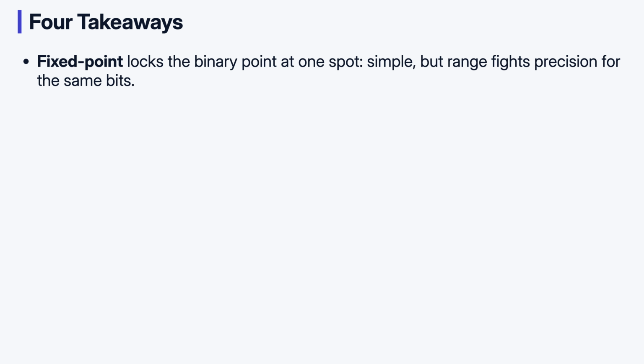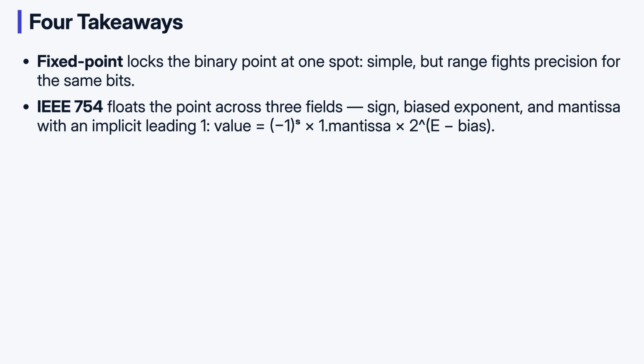Let us gather what this chapter gave you. Four takeaways. First, fixed point locks the binary point at one agreed spot. It is simple and fast, but range and precision must fight over the same bits. Second, IEEE 754 lets the point float across 3 fields: a sign flag, a biased exponent for scale, and a mantissa with an implicit leading one for the digits, combined by the formula: value equals minus 1 to the power s, times 1 point mantissa, times 2 to the true exponent.